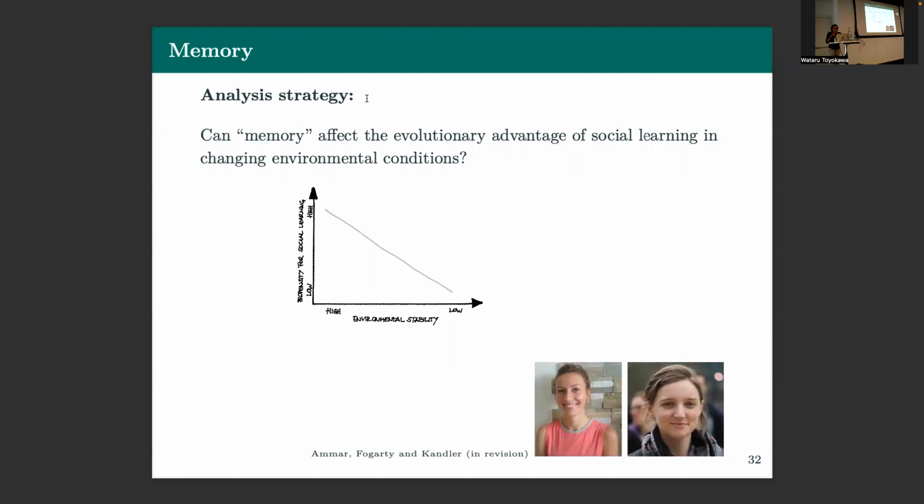Now we ask, can such a memory process, which is incredibly simplifying, and any memory researcher will probably be very offended by it, but I think it is sufficient for what we needed here, can memory, meaning the accumulation of these experiences, affect the cultural advantage of social learning in changing environmental conditions? So does this classical relationship still hold if we allow individuals to have memory? That's a project led by Madeleine Amar, who is a PhD student in our group.